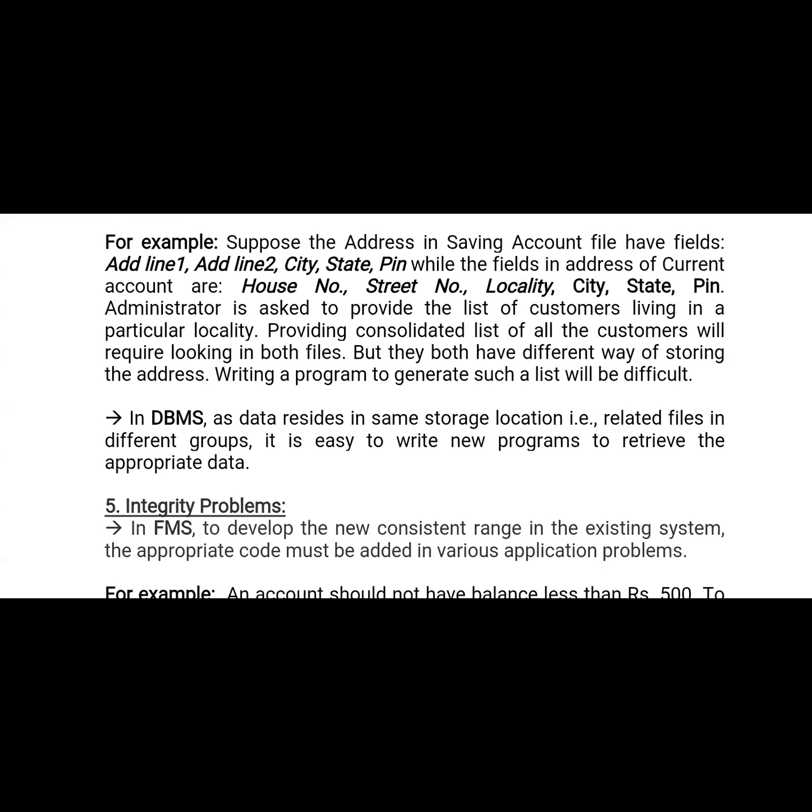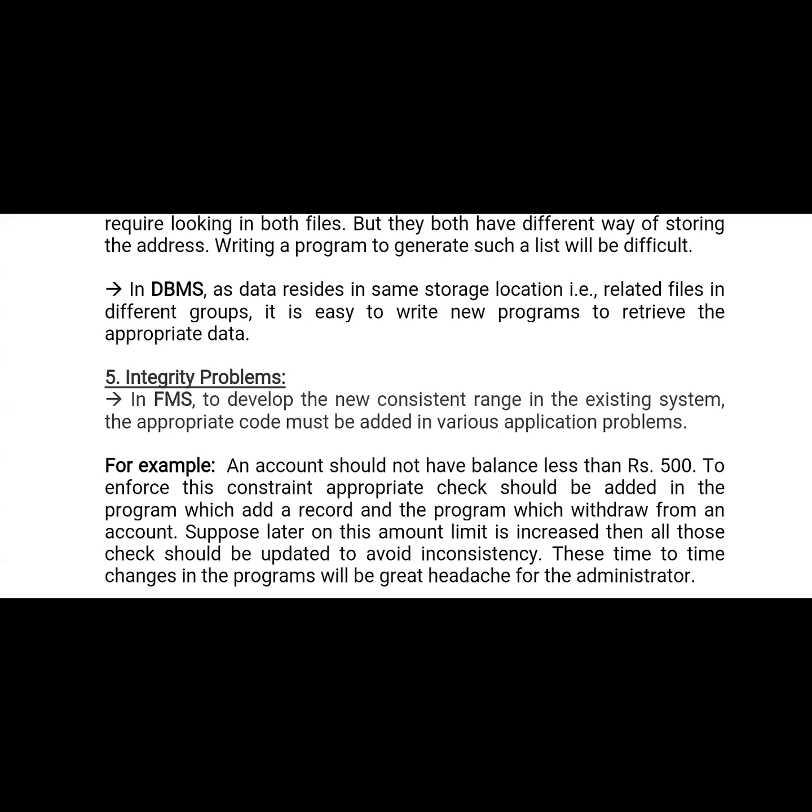Okay. And another one is the integrity problems. Integrity problems means we can't change according to our requirement. That means it should allow new types of changes according to the user.